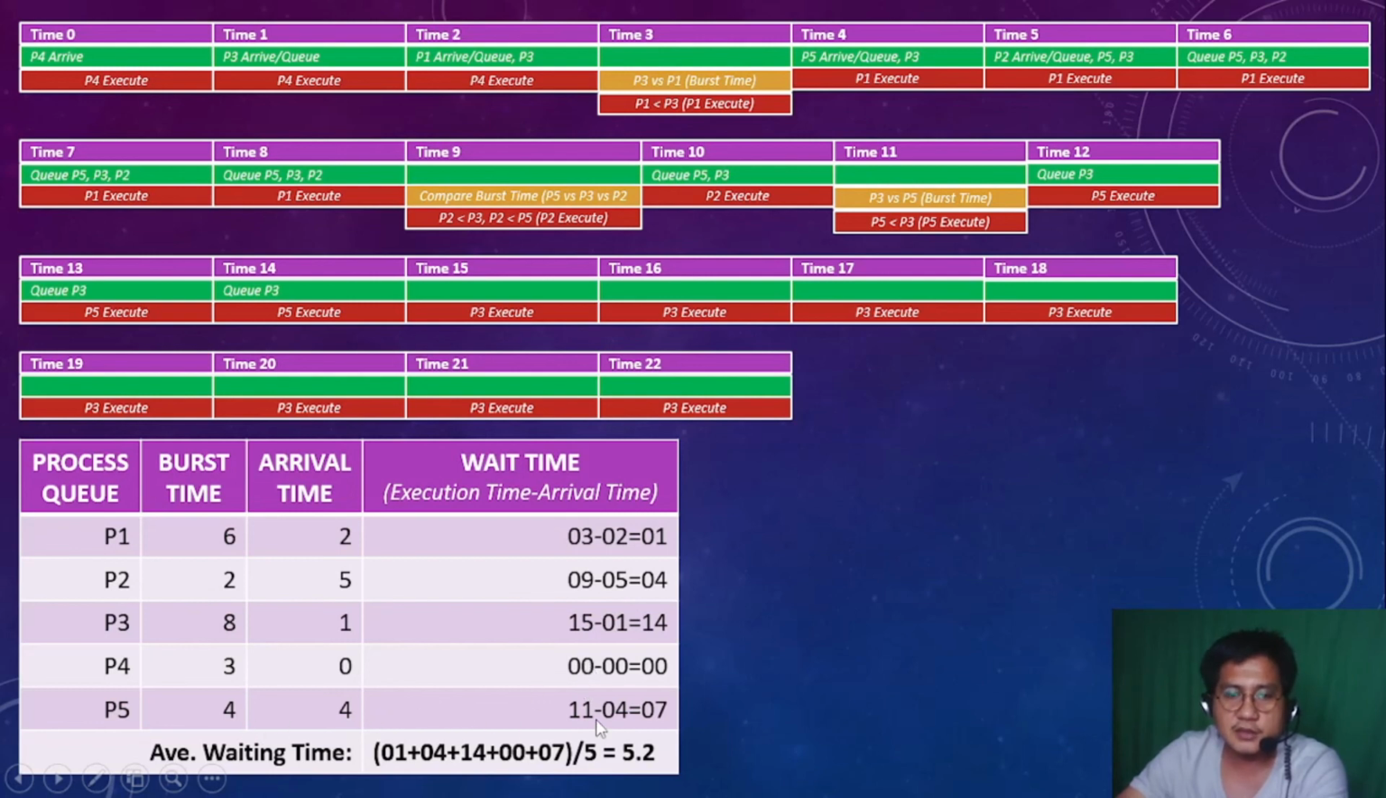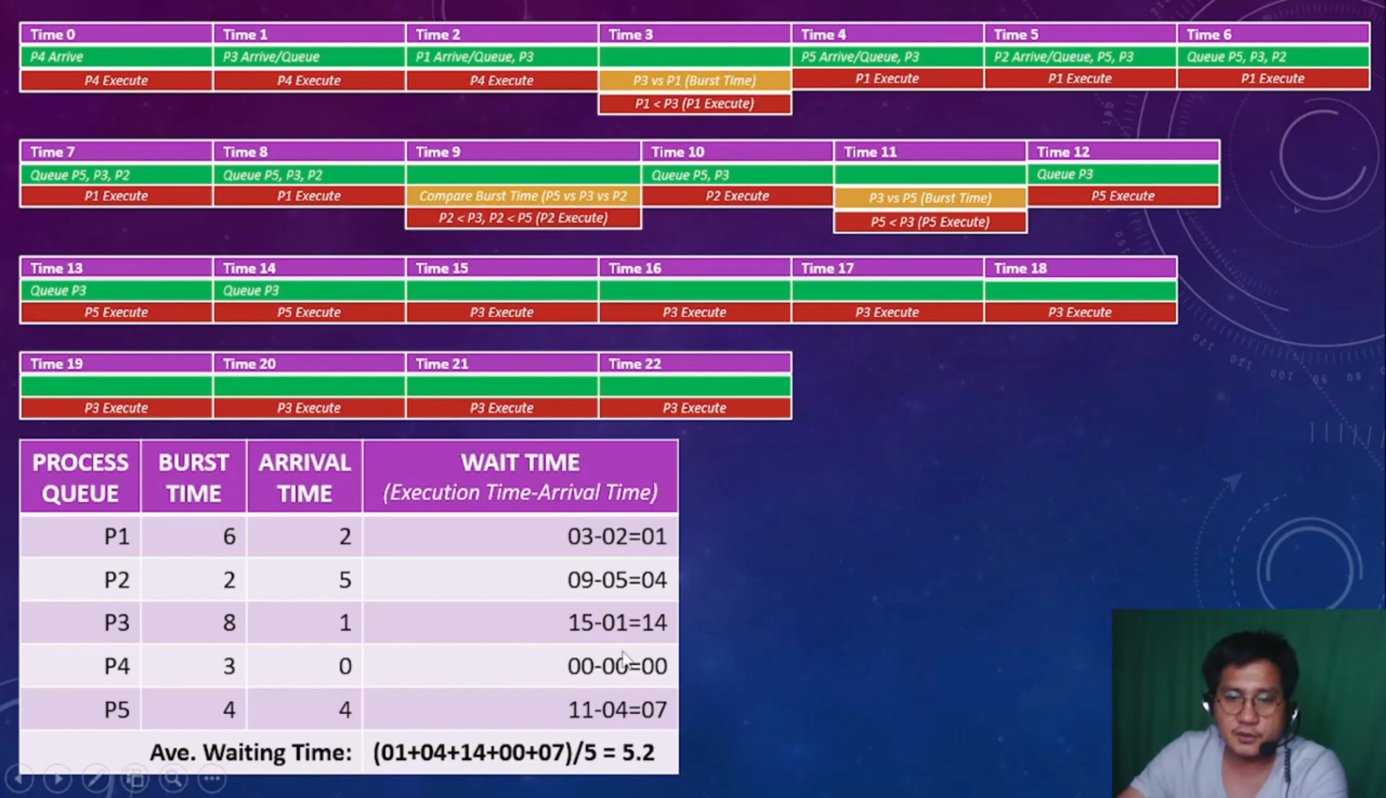Now process 5 has an 11, because if we look at our Gantt chart at time 11, P5 is getting the attention of the central processing unit. So that is why we have here 11 minus 4, and this 4 comes from the arrival time of process 5. So we have 11 minus 4, which means process 5 waited 7 time slices to get executed.